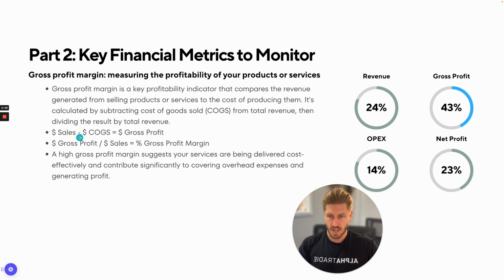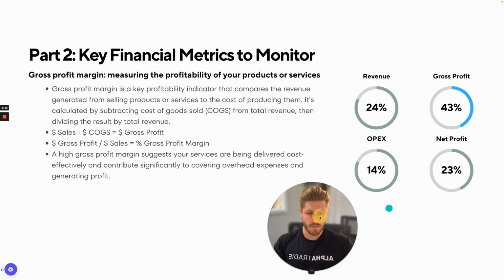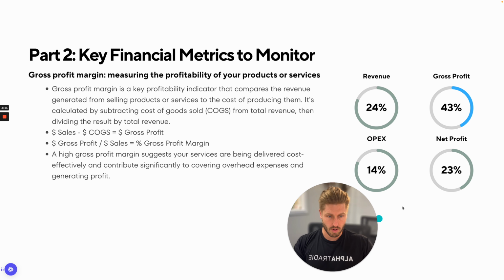So we can see here we've got sales less COGS equals gross profit dollar value. Gross profit divided by sales equals gross profit margin. You will need to times that by 100 to make it a percentage. A high gross profit margin suggests your services are being delivered cost effectively and contribute significantly to covering overhead expenses and generating profit. The inverse of that is if you have a really low gross profit, then it would suggest that your services are not very efficient, and that is a massive area for you to begin working on, driving that gross profit margin up.